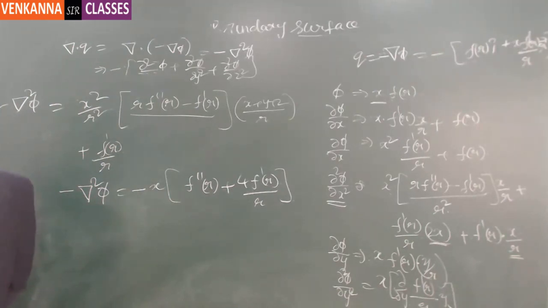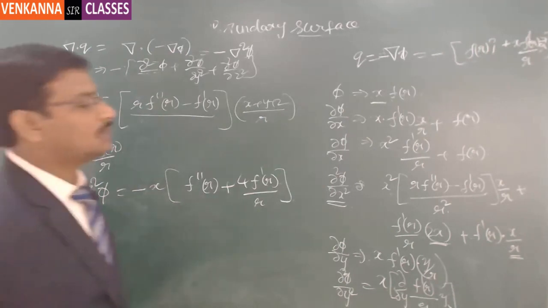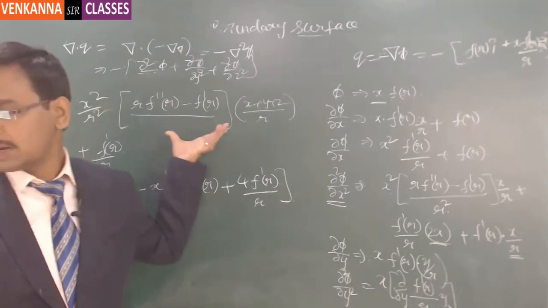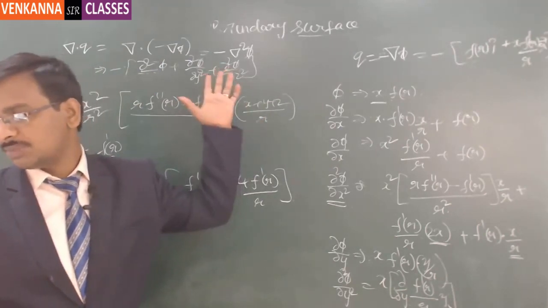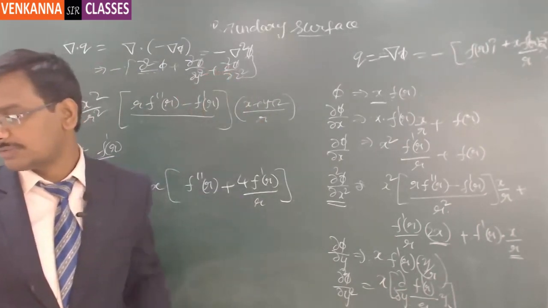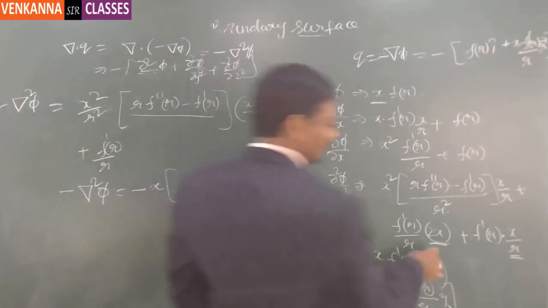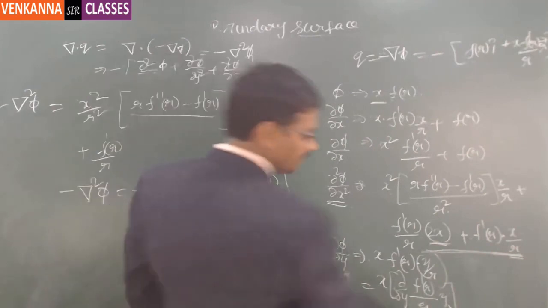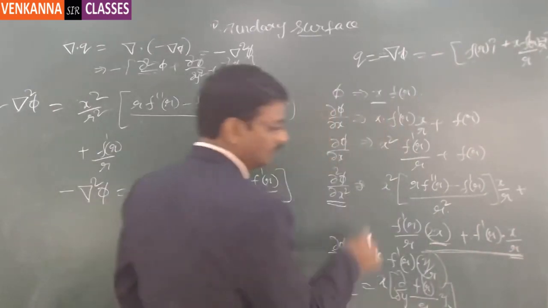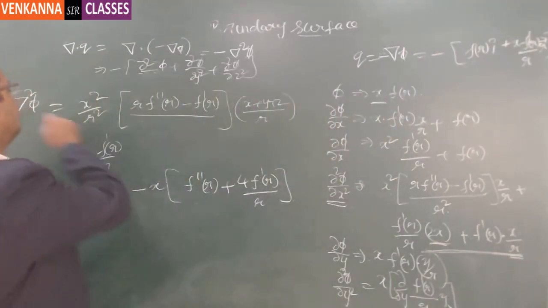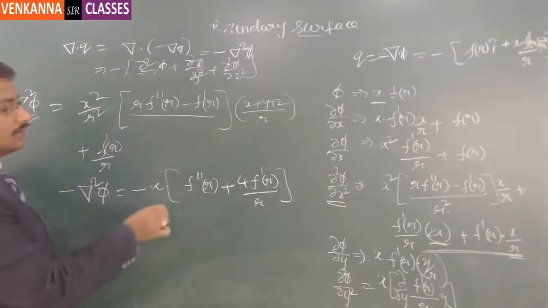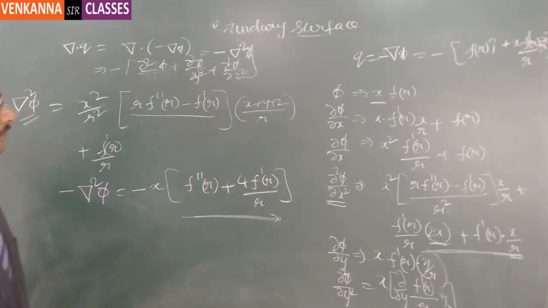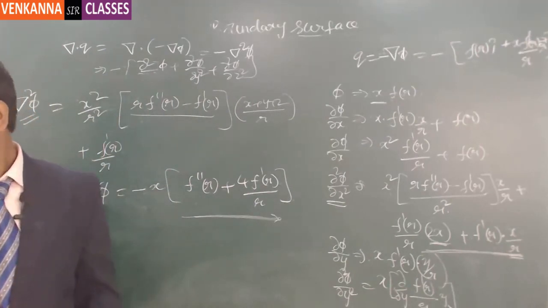Got it? Will you be able to solve this on your own? Just find the derivatives and then substitute the second order derivatives for the velocity potential function phi equal to x into f of r. With respect to x, I think whatever I have done is correct. With respect to y and z you need to do exactly that and substitute here in minus del square phi. Then the simplified form will be in this kind of format. Got it?